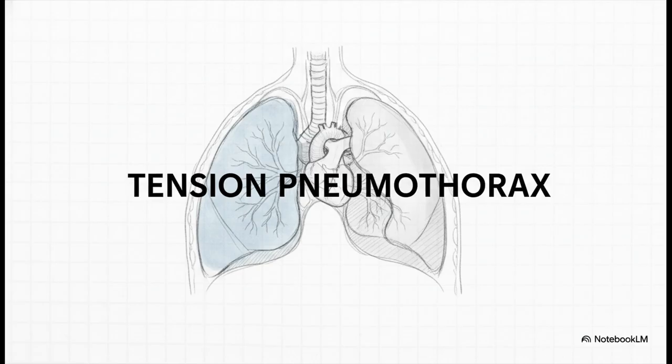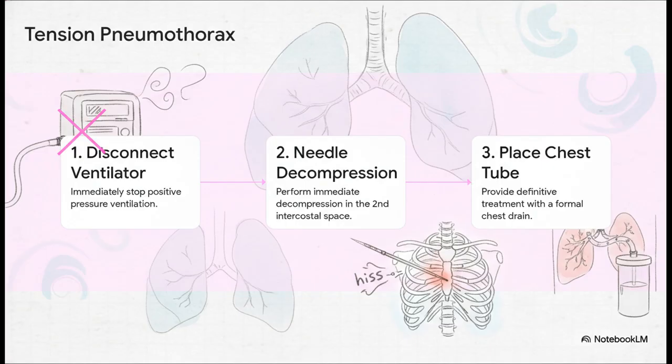The pressure builds and builds, squashing the lung, then pushing the whole mediastinum across, kinking off the great veins and causing catastrophic cardiovascular collapse. And this is the drill we all need to have burned into our brains. The moment you suspect a tension pneumothorax, sudden hypotension, hypoxia, high airway pressures, maybe a deviated trachea, the first thing you do, the very first thing, is disconnect the breathing circuit from the endotracheal tube. Stop forcing more air in.